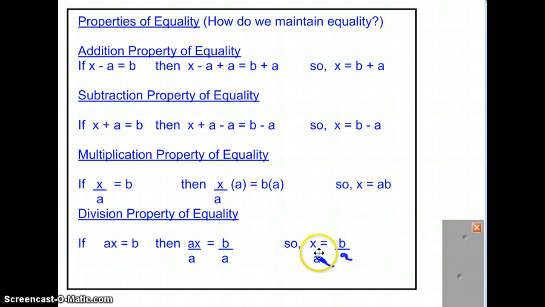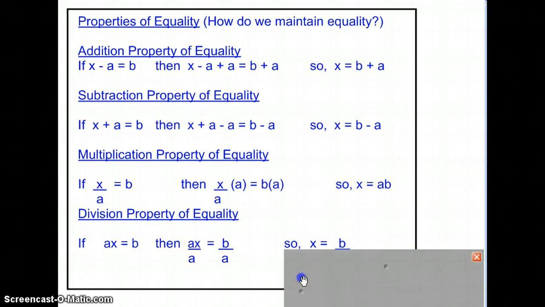What's that? Wow. That must have been something left over from some discussion I had there.